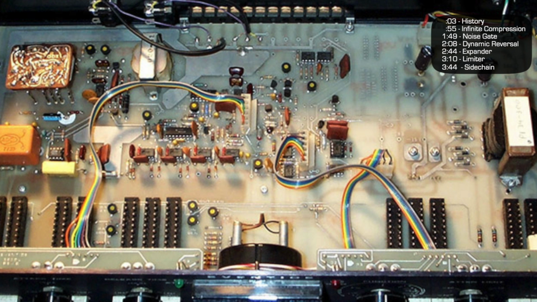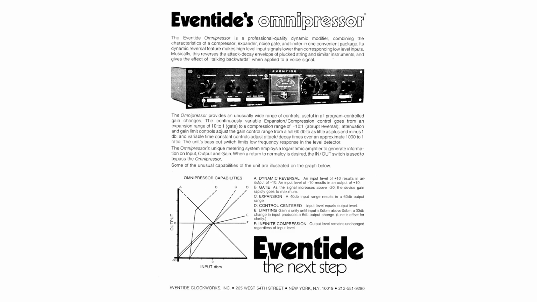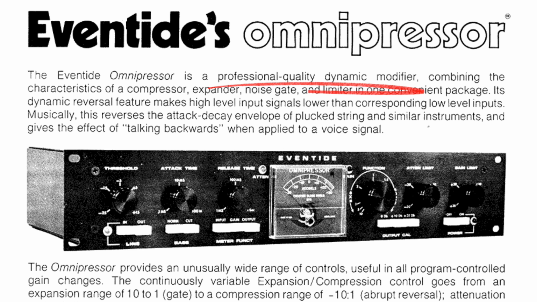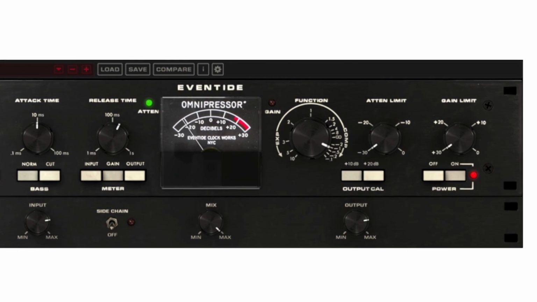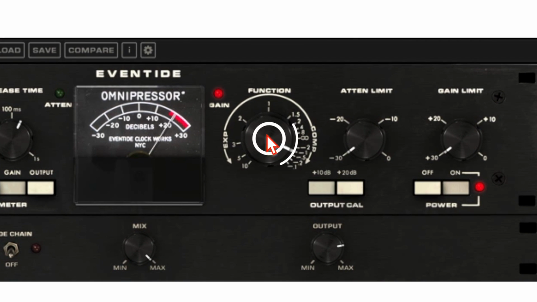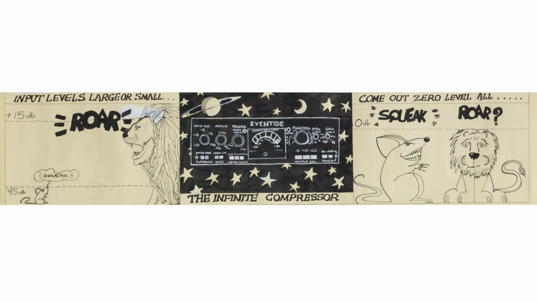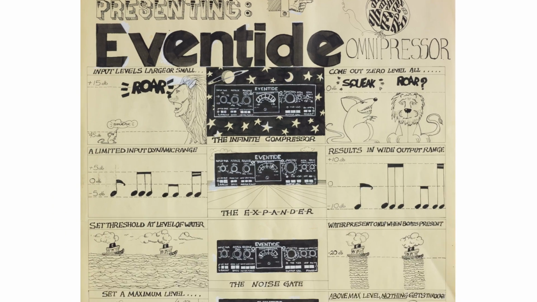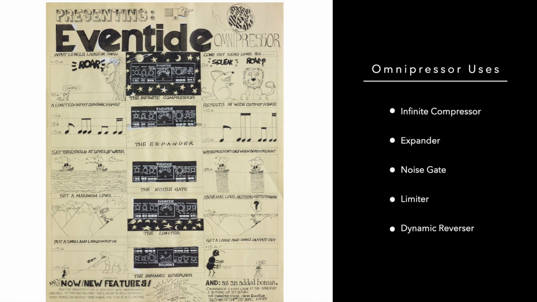This is not like your normal go-to compressor. The Omnipressor was originally billed as a professional quality dynamic modifier, and it was the first device to introduce the notion of sidechaining and look-ahead processing. The function control allows you to set compression and expansion ratios of a wide continuous range, from extreme expansion to infinite compression and beyond. In this video, we'll play some audio examples of how this creative dynamics processor can shape your sound in ways not possible with a standard compressor.